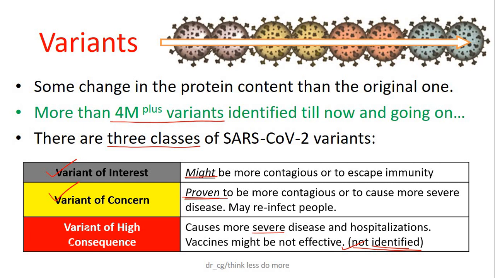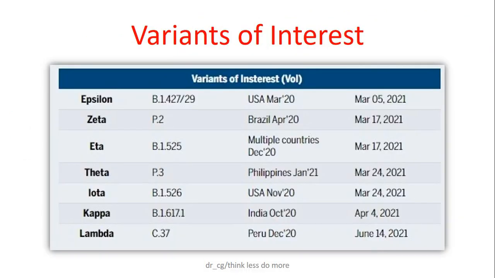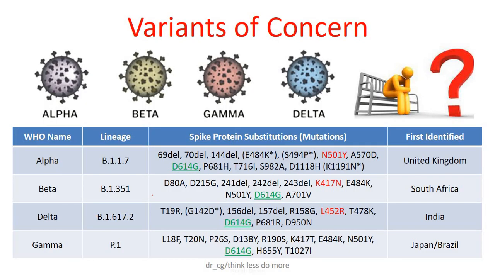Here, very few variants of interest are listed in the table. There are many, but few are mentioned here. We can see the latest one, Lambda. It was found in just June 2021. There are mainly 4 variants of concern which are listed here, named Alpha, Beta, Gamma and Delta. Their virion lineage and mutations are also mentioned here.